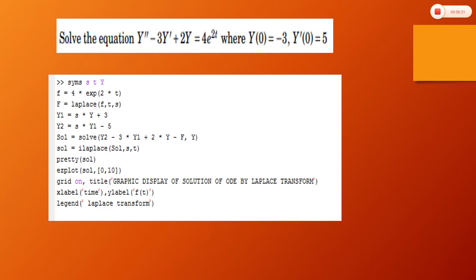Then I type the command syms, because these are our variables and symbols. Then I write a function, and I find its Laplace transform, and then I have written here the y1 expression, y2 expression, and solution commands, and then I have written here pretty in order to make our answer more simplified. And in order to make our title more simplified, you just have to mention all the steps on MATLAB, and then you will get your answer easily.